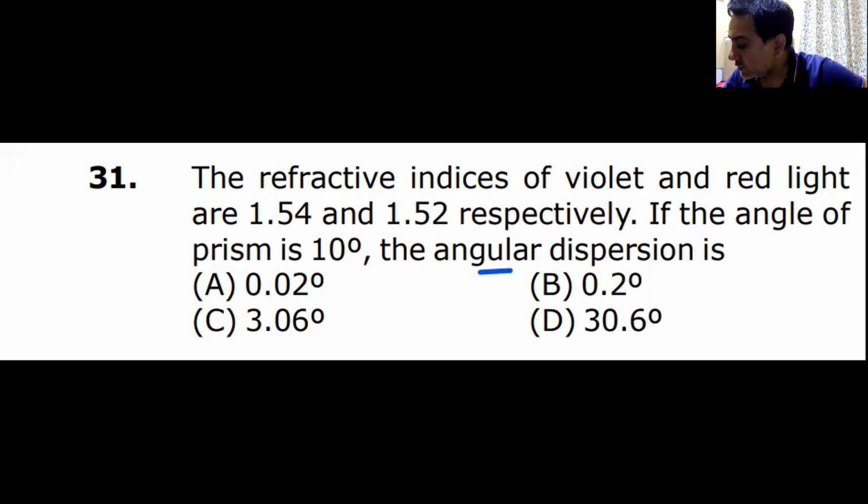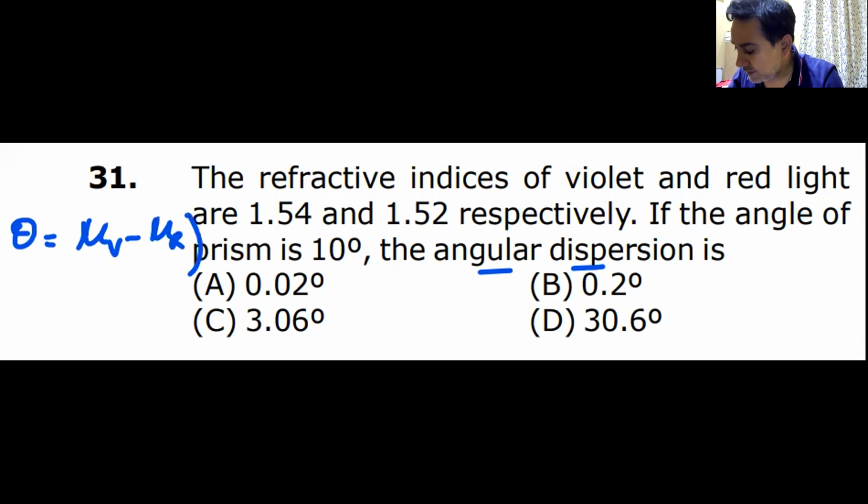They're asking us to find out the angular dispersion. Remember, angular dispersion is theta, deviation in violet minus deviation in red. I put the values. This is the formula that I get. Mu violet minus mu red, multiplied by A. That is what you got to do.